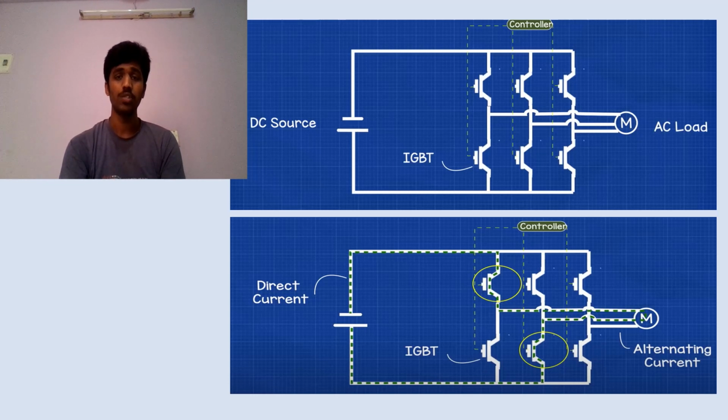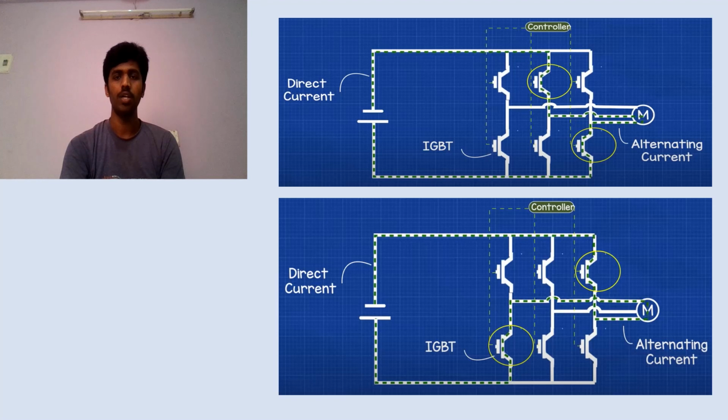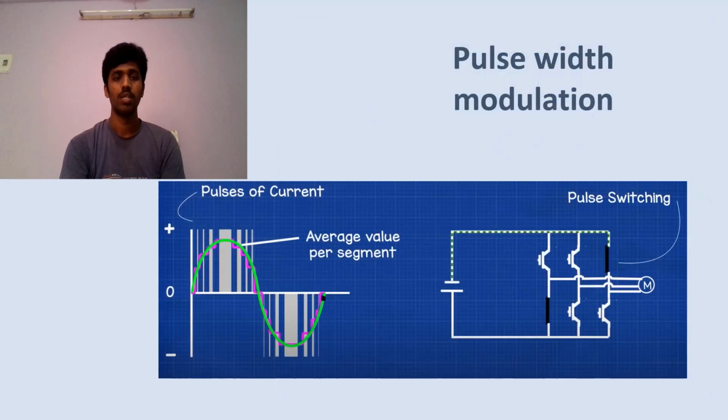In the first figure, you can see that the DC source is supplied to an AC load which consists of 6 IGBTs. In the first step, the IGBT 1 and 5 will be on. In the next step, the IGBT 2 and 6 will be on, and in the final step, the IGBT 3 and 1 will be on. This will give us the smooth sine wave at the output.